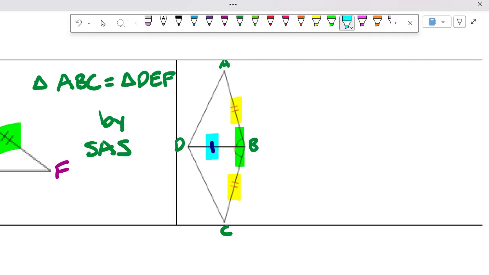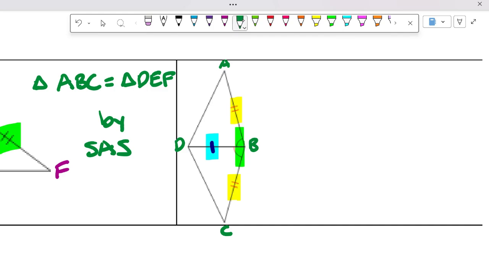So now, is the marked congruent angle between the two congruent sides? Yes or no? Yeah, it is. In other words, this angle is formed by those two congruent sides. Same thing here, it's formed by them. All right?